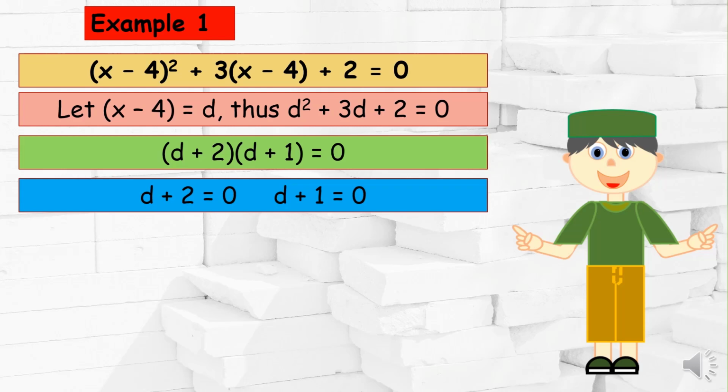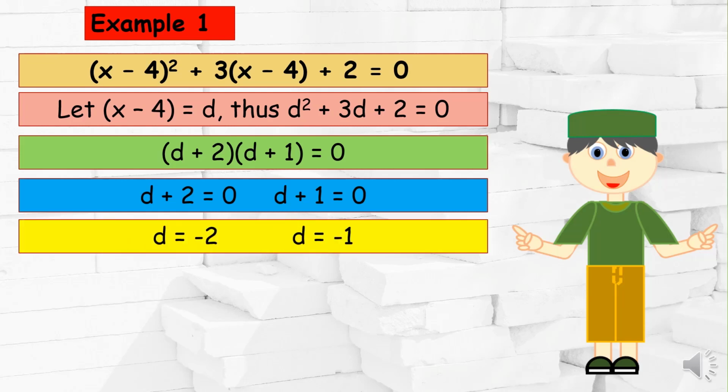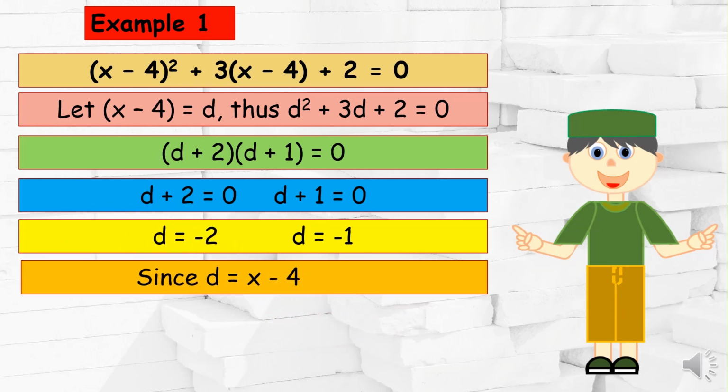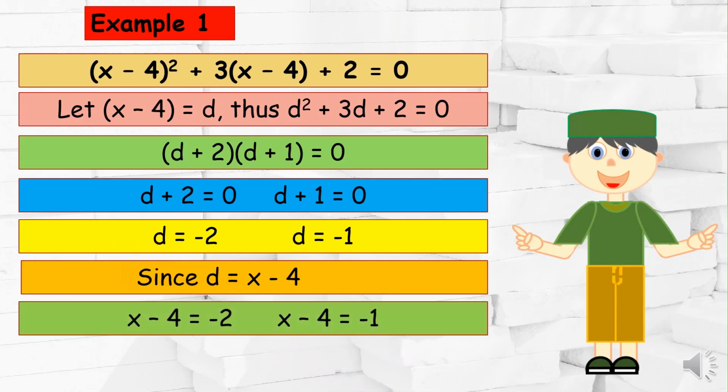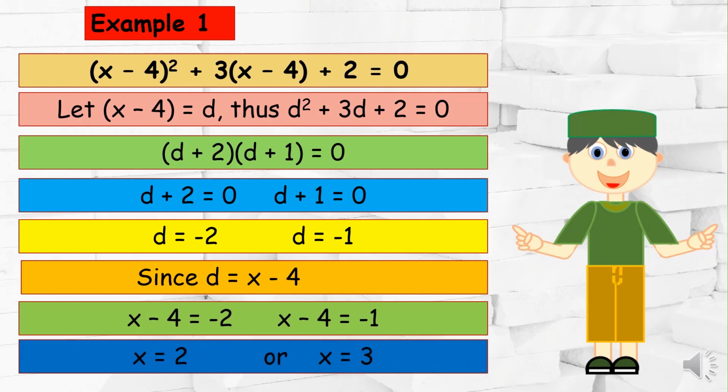Equating both factors to 0, we have d + 2 = 0 or d + 1 = 0. Solving for d, d = -2 and d = -1. And since d = x - 4, we have x - 4 = -2 and x - 4 = -1. Solving for x, we have x = 2 or x = 3.